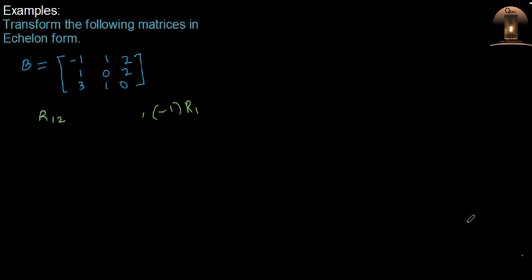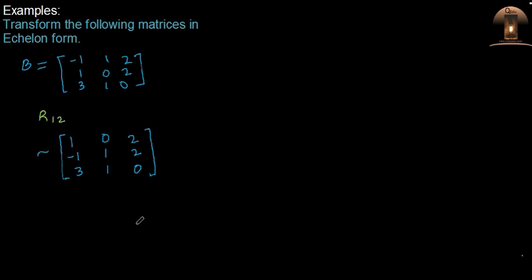Now after applying this operation, the first row will be from the second row: 1 0 2, then the second row will be from the first row: minus 1 1 2, and then the third row will be the same: 3 1 0.